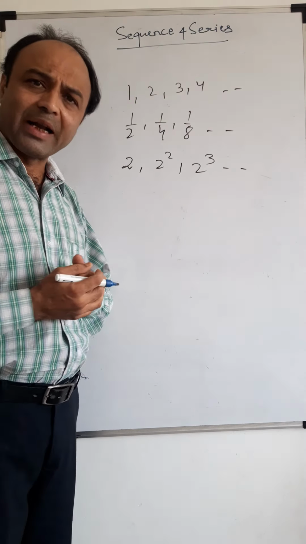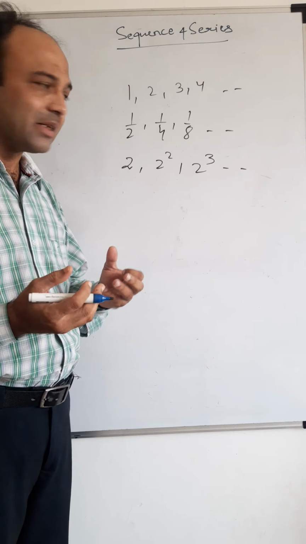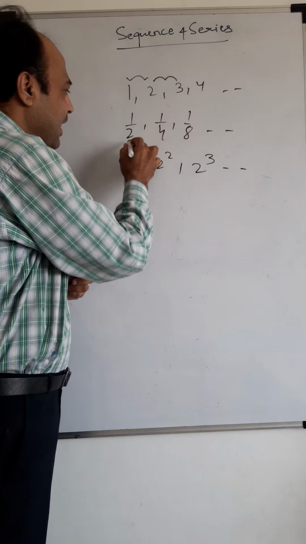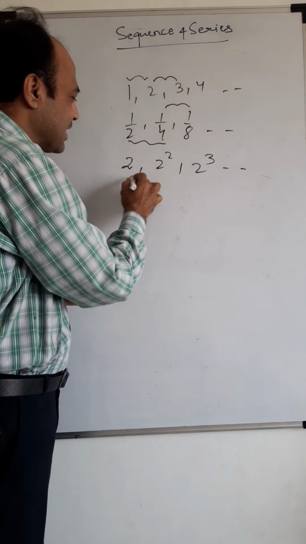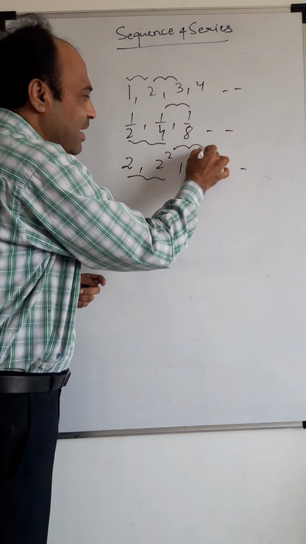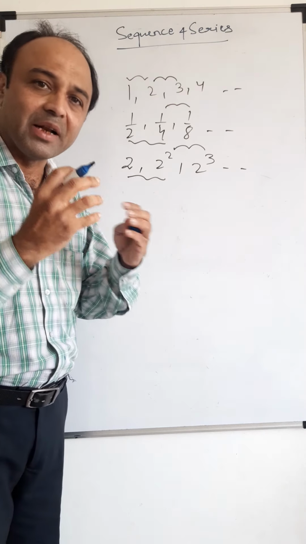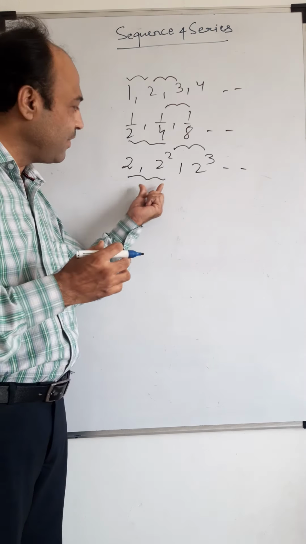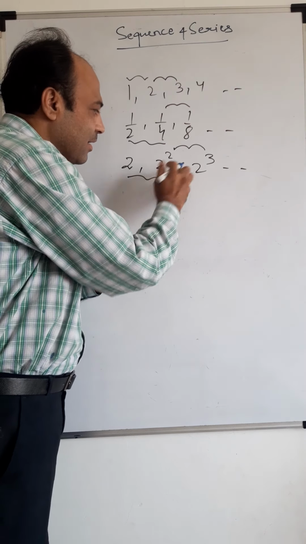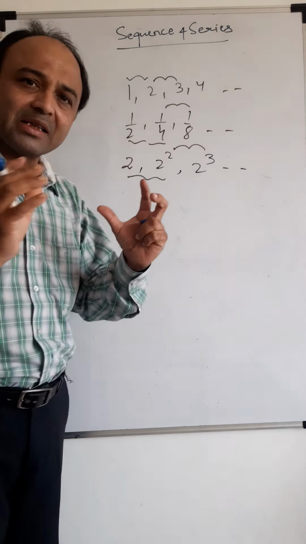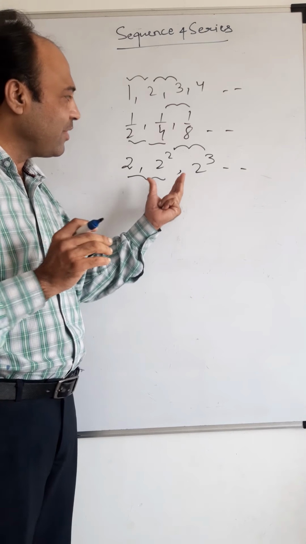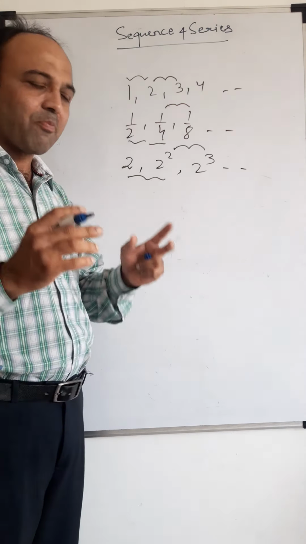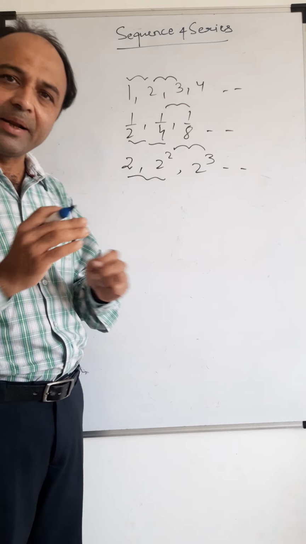A sequence becomes a progression when, between any two consecutive numbers, there is some mathematical relationship. That relationship between two consecutive numbers is known as progression. Correct? Between two consecutive terms, there is some mathematical relation. Then we can say the sequence is a progression. Correct? Now progression is divided into three parts.